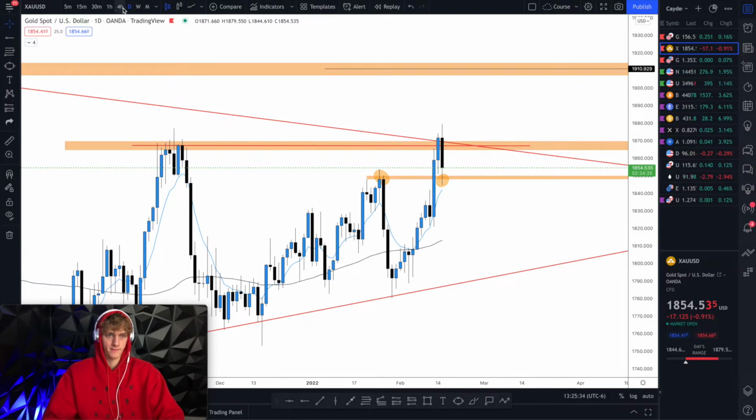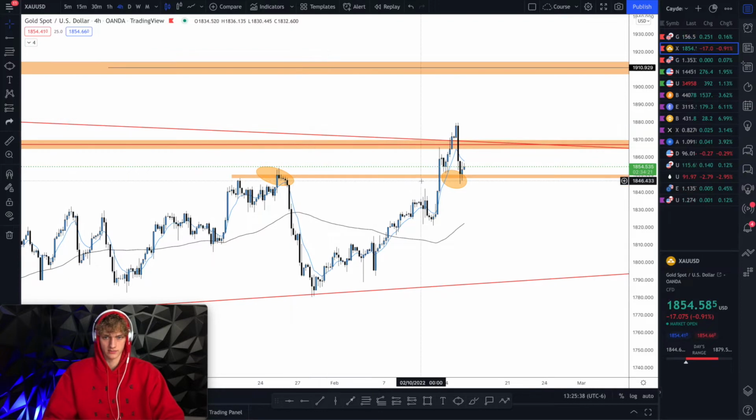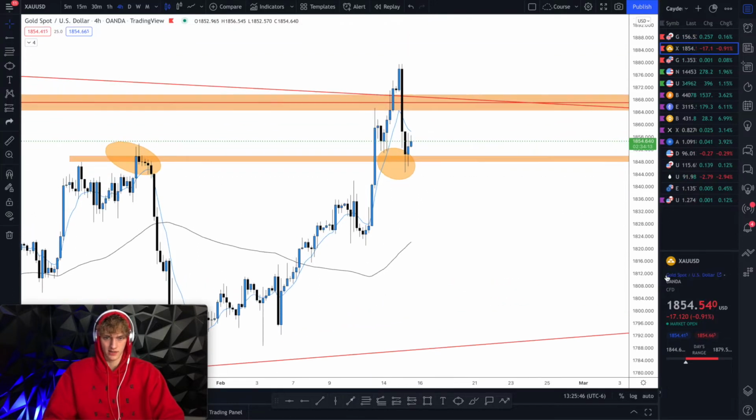We don't know. So now we go down to the 4 hour, and I'm kind of just looking at how price is moving, how the candles are acting. As you can see, on the 11th, we had a huge move up.